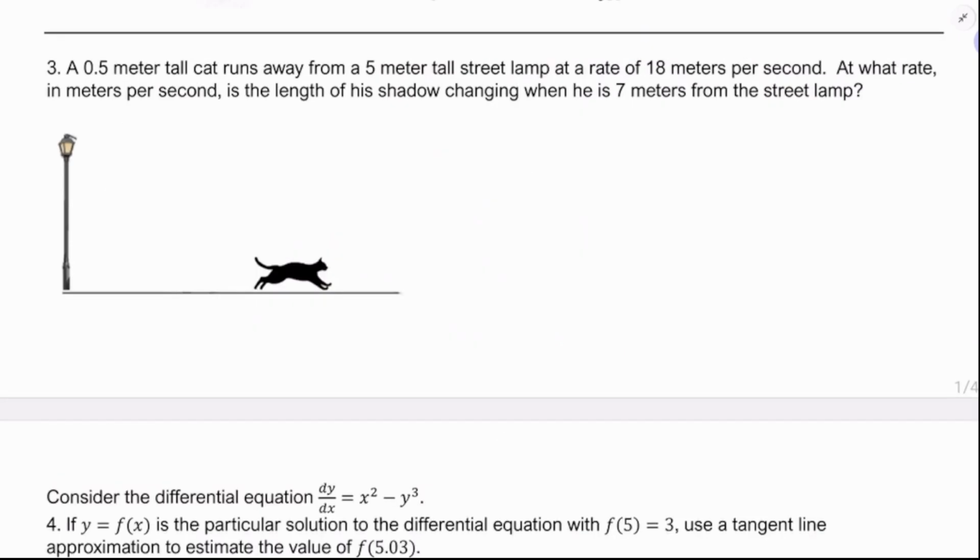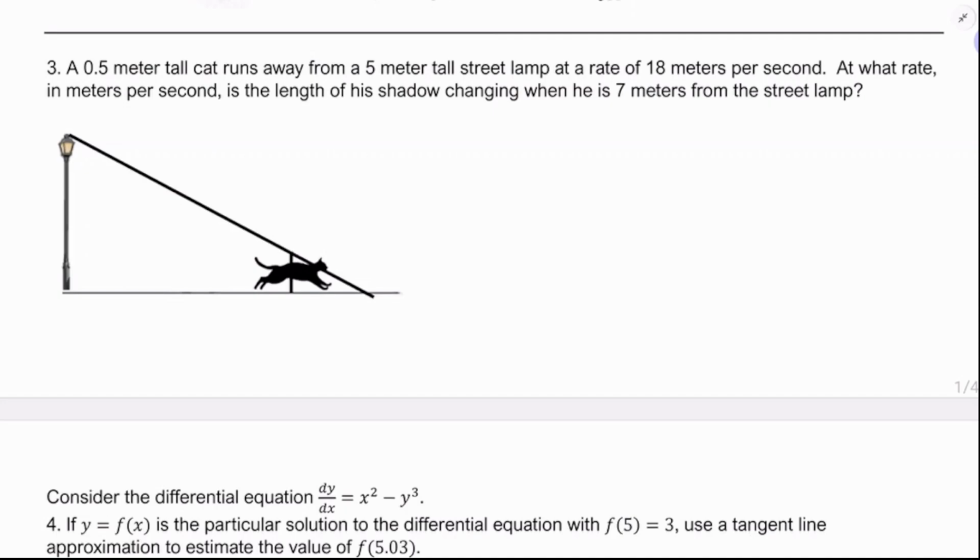Right, the next one's talking about a 0.5 meter tall cat running away from a 5 meter tall street lamp at a rate of 18 meters per second. All right, so this one we need to draw the triangle. So I'm going to just draw in kind of a line there and hope for the best. Yeah, that'll work. And then I'm going to say, all right, that's my other part of the triangle there. That didn't go all the way. Let me try that again. There we go. Yeah, perfect.